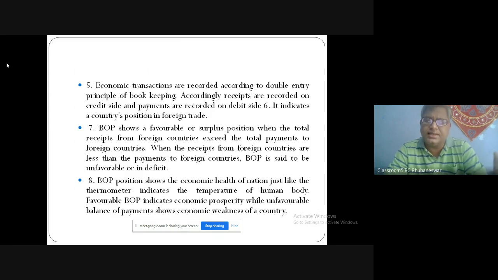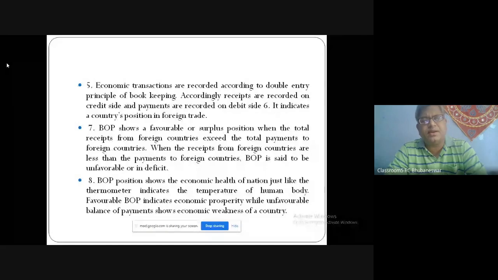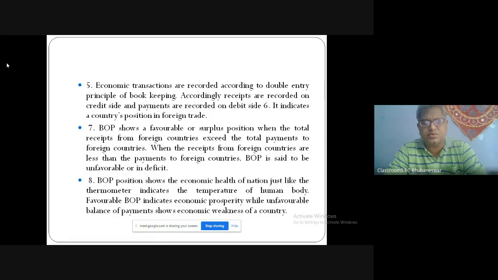But my dear students, listen. Balance of payment is prepared within 3 months or 12 months. It is just like an accounting statement. There are two sides, and it adopts the double entry principle also. If you prepare the balance of payment, it indicates the country's foreign trade position, and it shows the economic health of the nation.